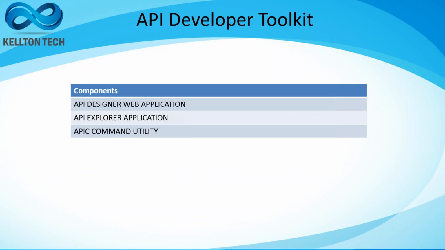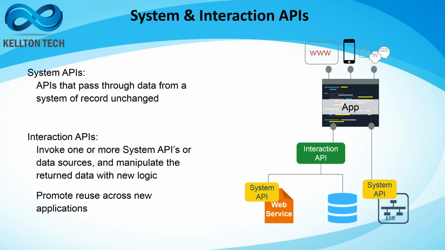With API Connect, we categorize APIs into system APIs and interaction APIs. System APIs are those that facilitate pass-through. I mean, they just access the data at your backend. The data will be passed out of the system. It proxies the request directly to your existing APIs or the services, whereas interaction APIs are more than your system APIs, and they manipulate and return the data with the new logic to the caller.